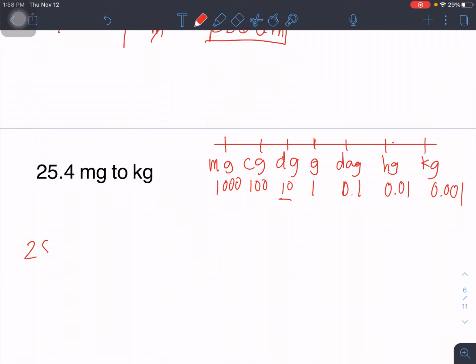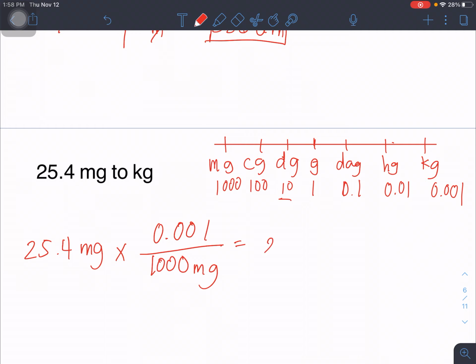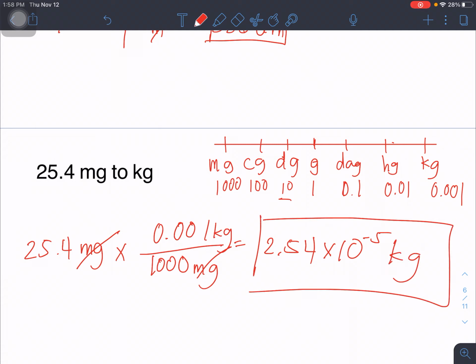So this will be 25.4 milligram times in one. We have 1000 milligram, and a kilogram is 0.001. So this will be 25.4 times 0.001 divided by 1000. The answer will be 2.54, I'm sorry, I forgot the kilogram unit, times 10 raised to negative 5. So this will cancel. The remaining unit is kilogram. So 2.54 times 10 raised to negative 5 kilogram.